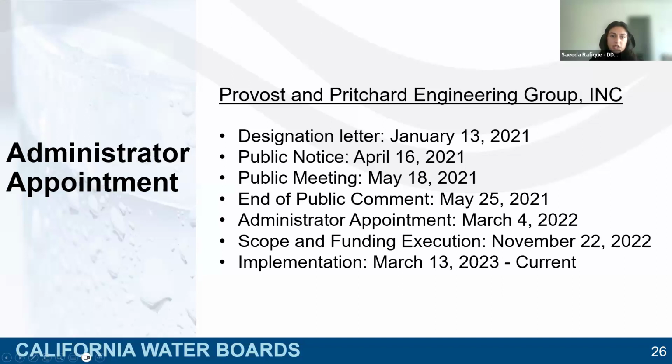So a designation letter was served in January of 2021. Then a public notice went out in April of 2021. A public meeting was held on May 18 of 2021, and the public comment period ended on May 25th of 2021. PNP was officially appointed in March of 2022. The scope and funding was executed in November of 2022, and PNP started their scope of work in March of 2023 and is currently ongoing.